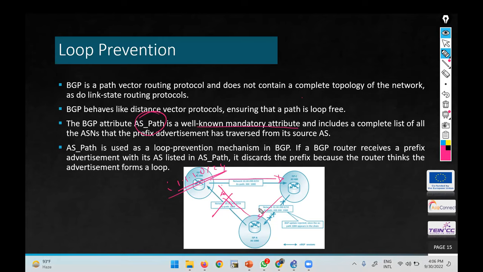So as I said, the AS path is the loop prevention mechanism, and by default it's a well-known mandatory attribute. As I said, if a BGP router receives a prefix advertisement with its own AS listed in the AS path, it discards that prefix. In this way, BGP prevents the loop.